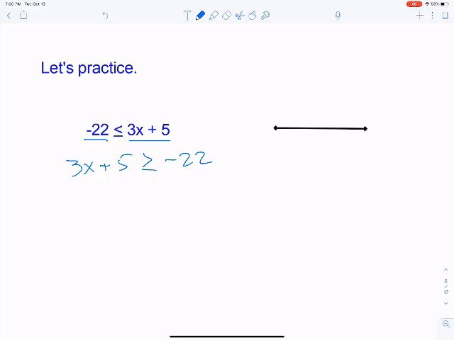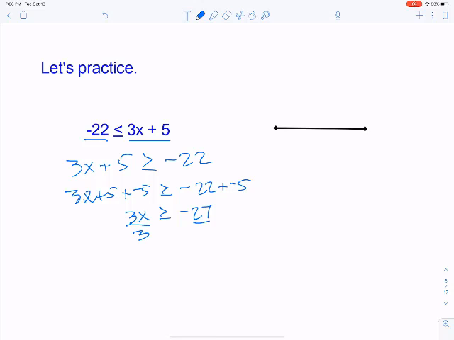Okay, so let's see how you did. So you should have done 3x plus 5 plus negative 5 is greater than or equal to negative 22 plus negative 5. So that gives you 3x is greater than or equal to, and then negative 22 plus negative 5 gives you negative 27. Divide both sides by 3, and you end up with x is greater than or equal to negative 9. Okay, so I come to do my quick graph. I put a tick mark. I put a negative 9. This is going to give me a closed circle on negative 9, and I'm going to shade to the right because I need values that are greater than negative 9.